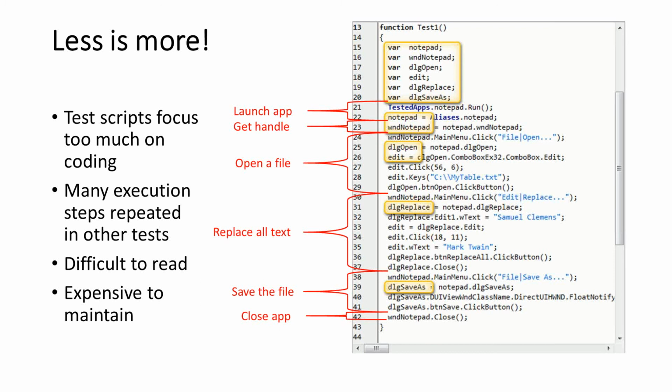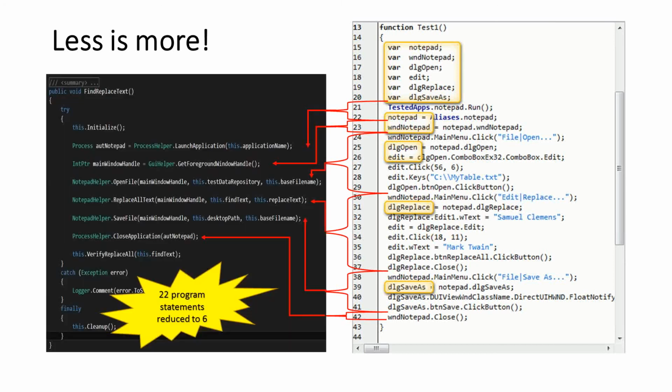The next thing I'm doing is opening up a file. I'm going to replace all the text in that file, and then I'm going to save that file and close the app. Now, for you people that are really quick, you'll notice that there's some things missing here, but there's one thing that's apparently missing, and that is the oracle, the thing that tells us whether this test actually passed or failed.